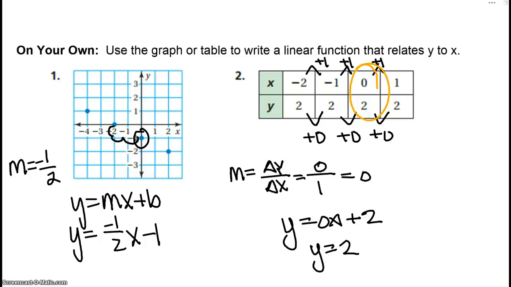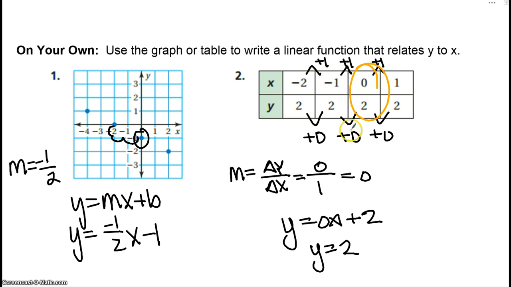All right, here are the two problems you just did. On number 1, I had to find the slope by rising and running. I rose -1, I ran 2, which makes my slope -1/2. And my y-intercept, it crosses the y-axis at -1. So this is y = -1/2 x - 1.